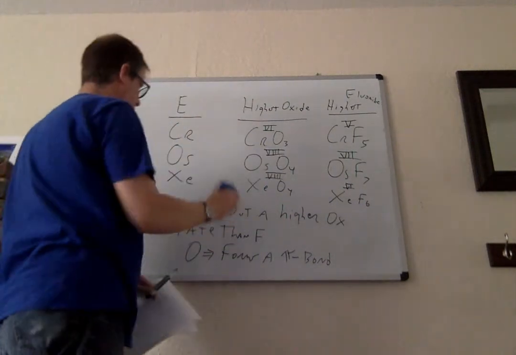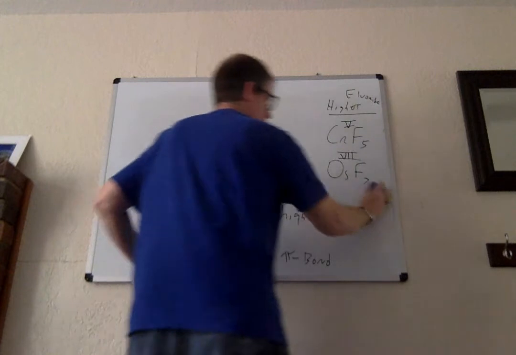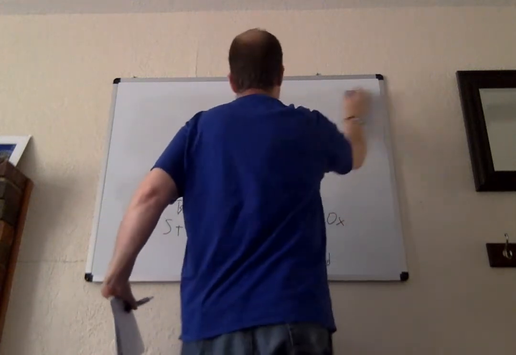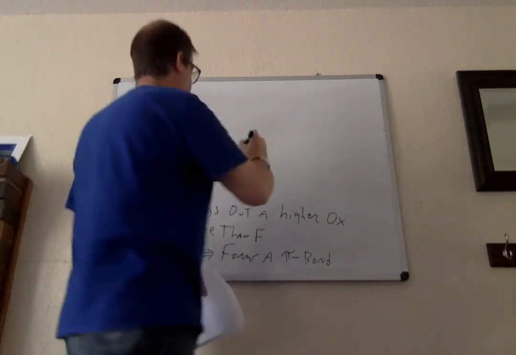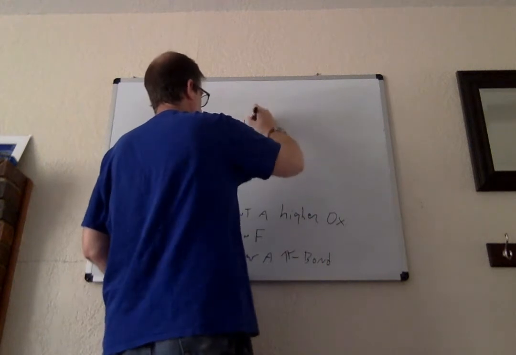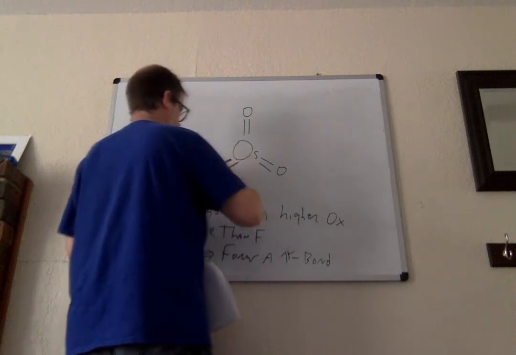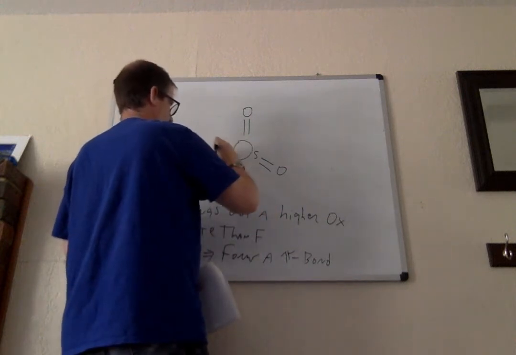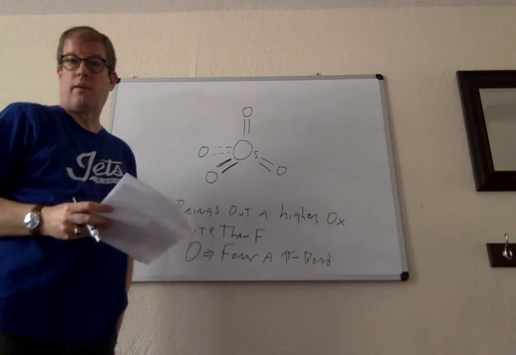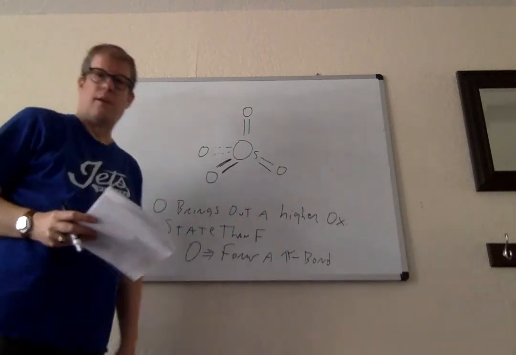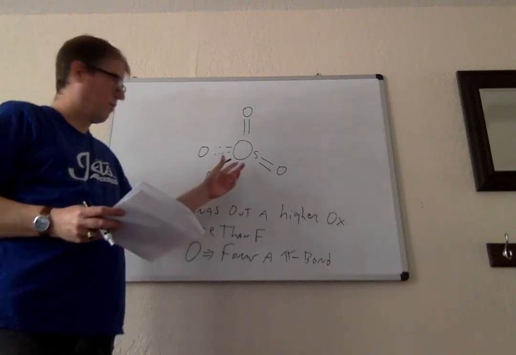So we can use this compound right here as an example. If we draw the structure of it, here's what you see. It's a tetrahedral molecule with all 4 oxygens doubly bonded. It's the ability to form this pi bond that allows oxygen to bring out a higher oxidation state than fluorine can, because fluorine can't do this.